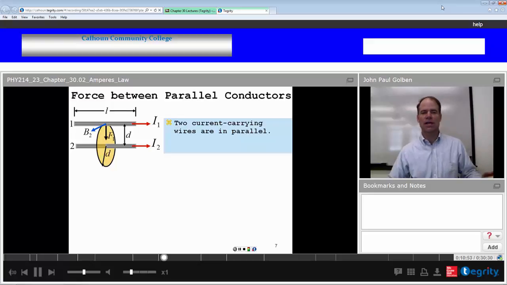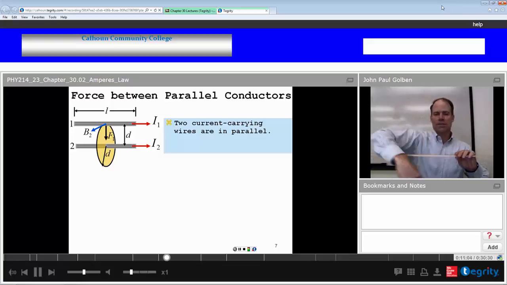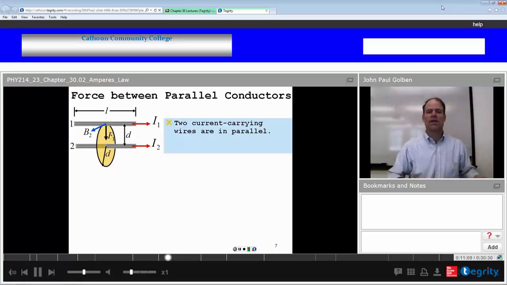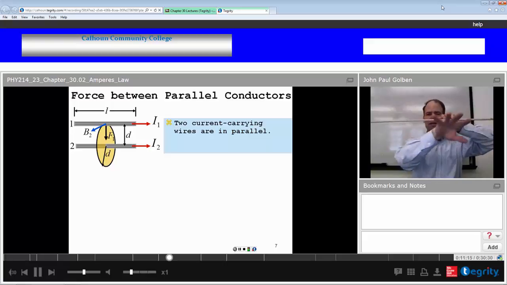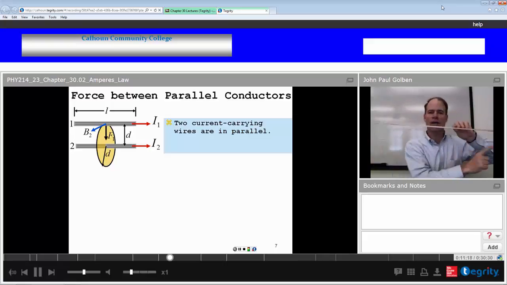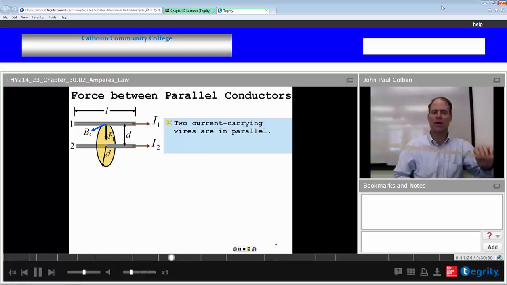For instance, if we look at current I2 going to the right like this, if I use the right-hand rule, my current's going in that direction, there's a magnetic field going around like this, and above this wire it is coming out of the page towards you. So wire number 1 is feeling that magnetic field from wire number 2 coming out of the page all the way along the length of the wire. So it's feeling that same magnitude magnetic field coming out of the page all the way along its length. Hence, we know from chapter 29 that there will be a force on that wire.